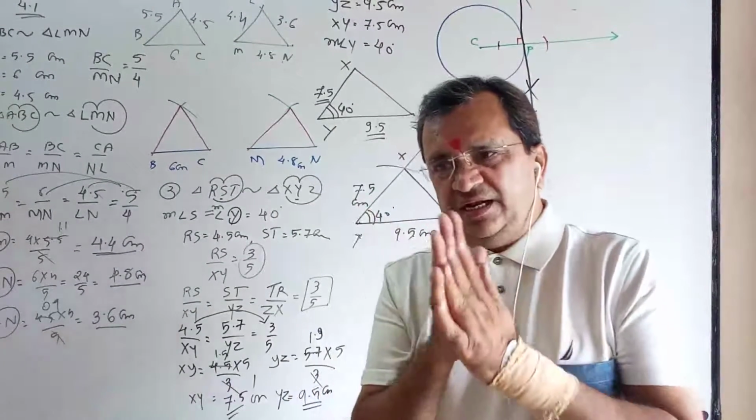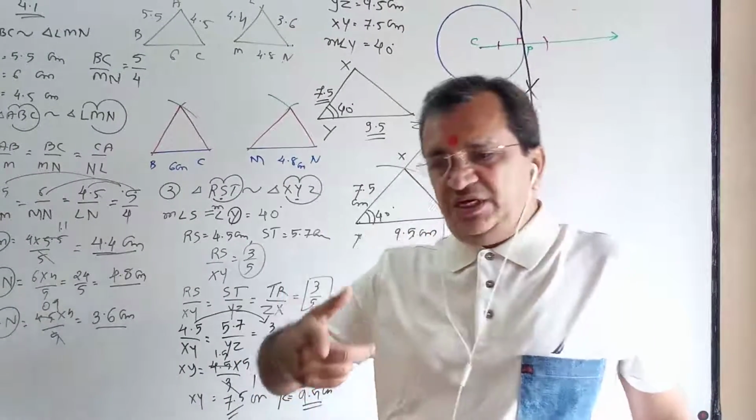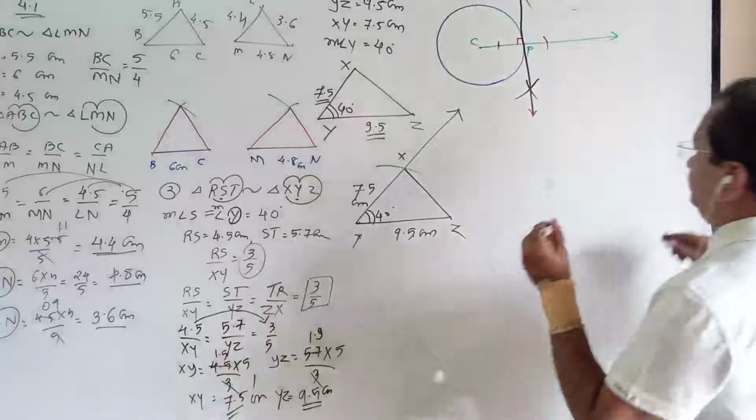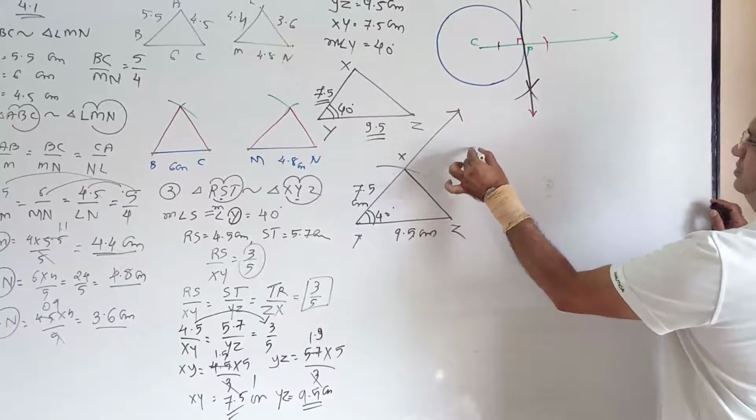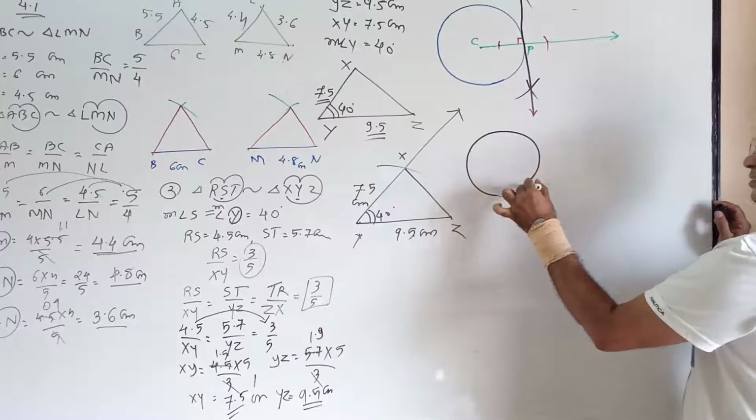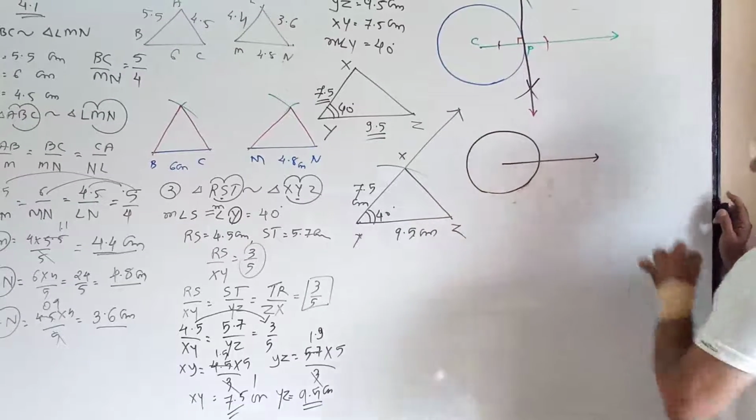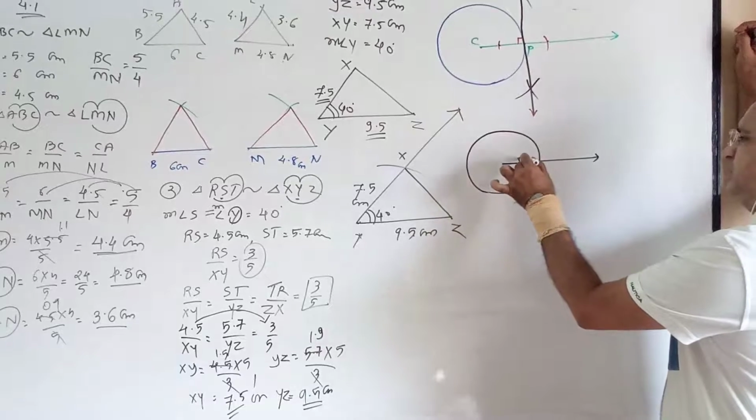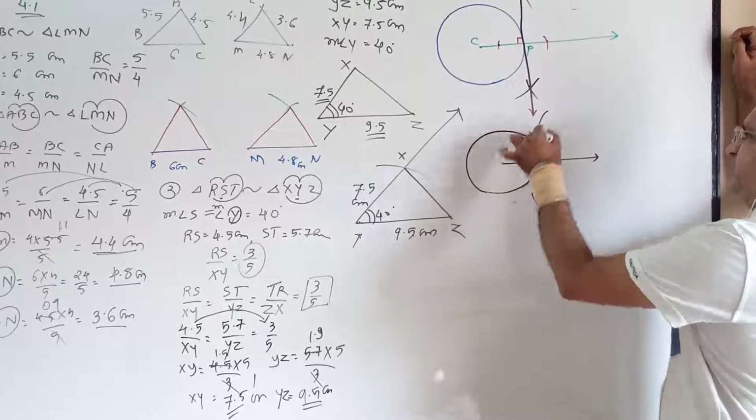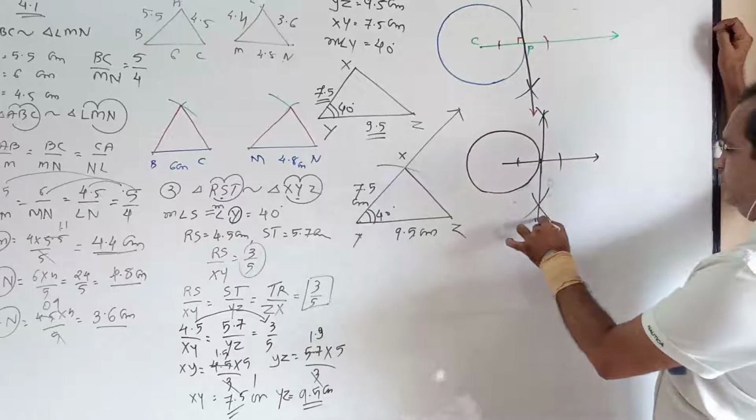Now single tangent without using center. Again I am giving you the idea. Draw the circle. From here, one line. From this, left, right. From this, up, down. From this, up, down. Join this. You will get the tangent.